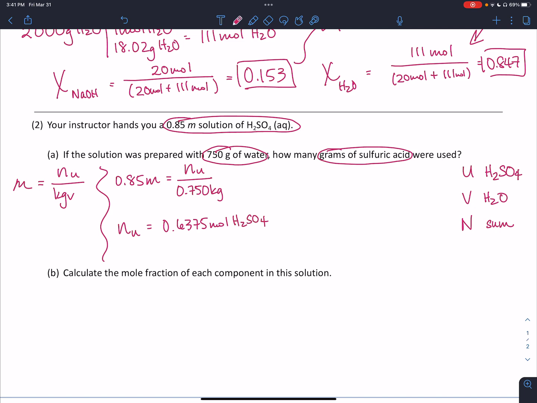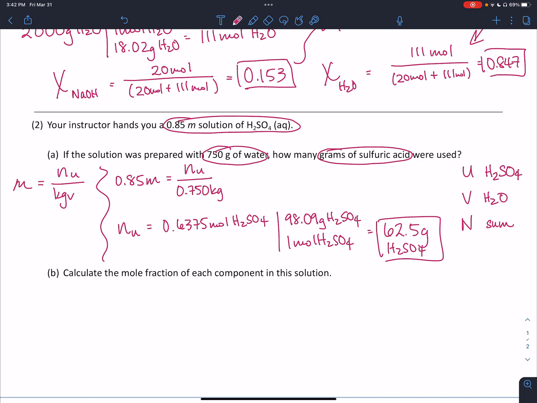Now I'm just going to use molar mass. So I know that 1 mole of H2SO4 has a mass of 98.09. Thank you, periodic table. Whoops, not H2O. It's very different. H2SO4. If I do that multiplication, then I'm going to find that I must have added 62.5 grams of my H2SO4 as I prepared this solution.